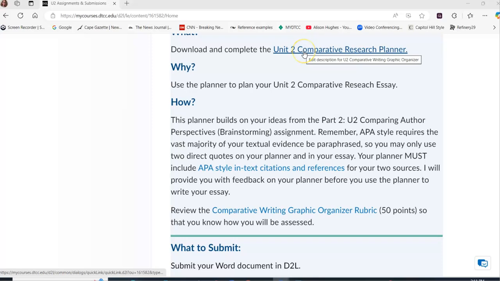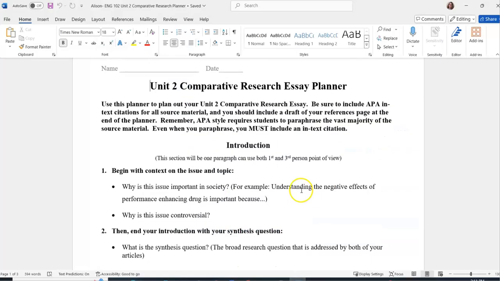So you're going to want to click the planner and open that up. And then you are going to complete this planner, this graphic organizer, whatever you want to call it, in order to get ready for your essay. As with your previous planner, you want to make sure that you have in-text citations for all of your source material. You want to make sure you have a draft of all of your reference entries.